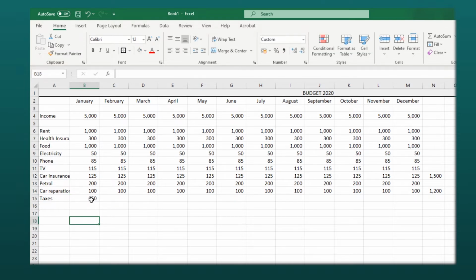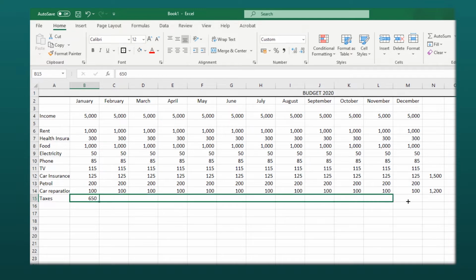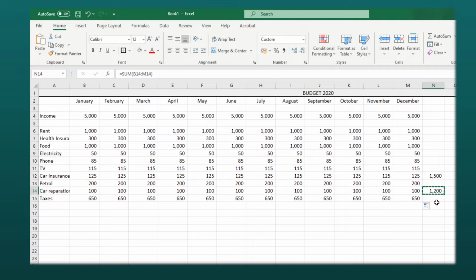In order not to be surprised at the end of the year and not have the money to pay it, what you do is you take the whole amount, you divide it by 12, so each month you put apart from your salary for these taxes. So you put here 650 per month for the taxes.